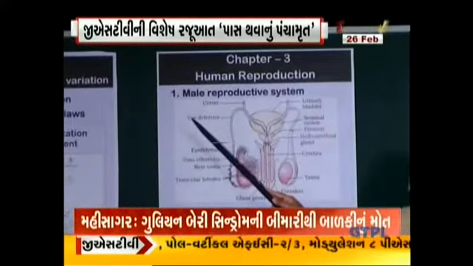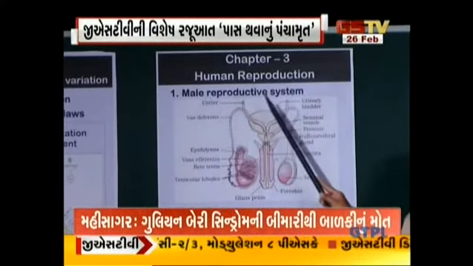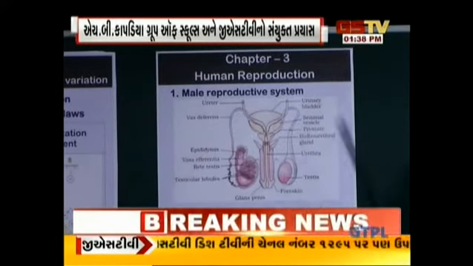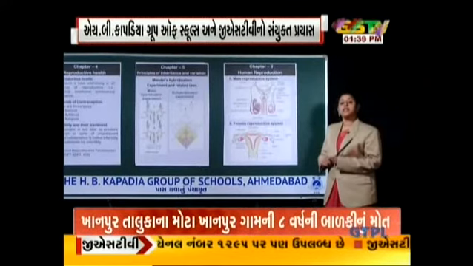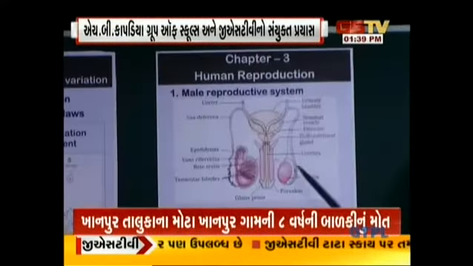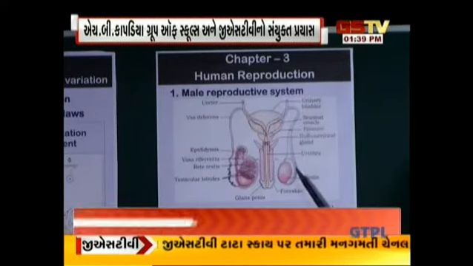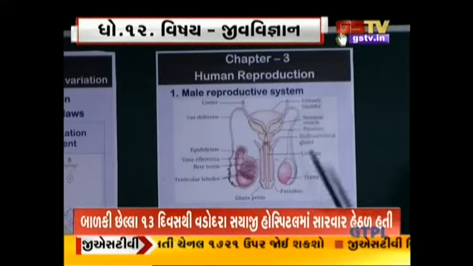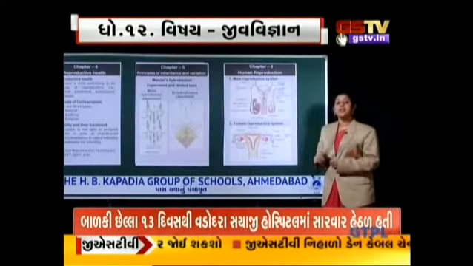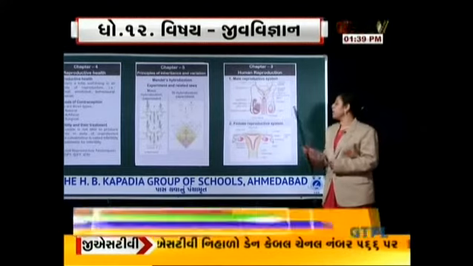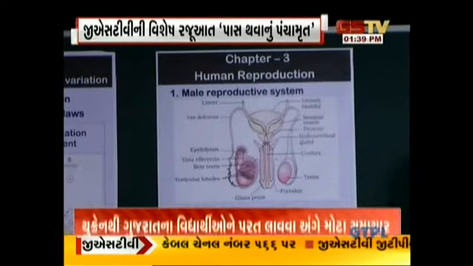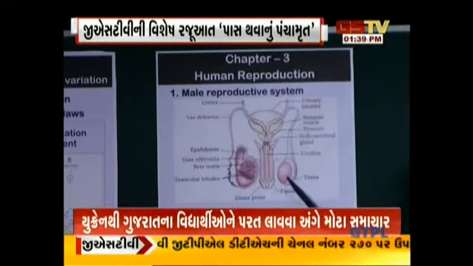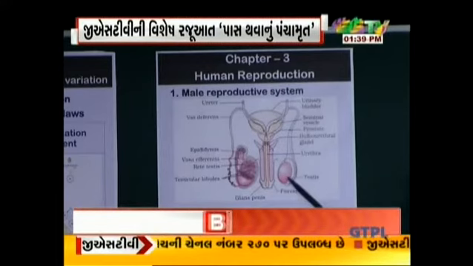First of all, I am going to discuss the male reproductive system. The male reproductive system consists of a pair of testes. Testes are the male sex organs and they are responsible for the production of sperm. They are oval in shape, and within the testes, the sperm is produced by some tubules. Which tubules are producing sperm? That is the seminiferous tubule.